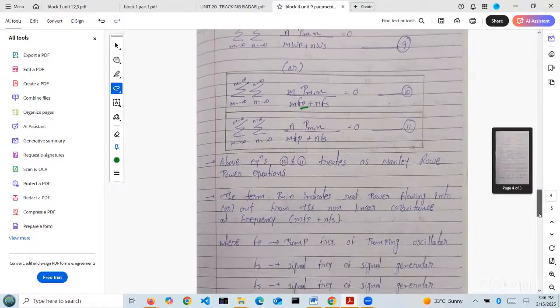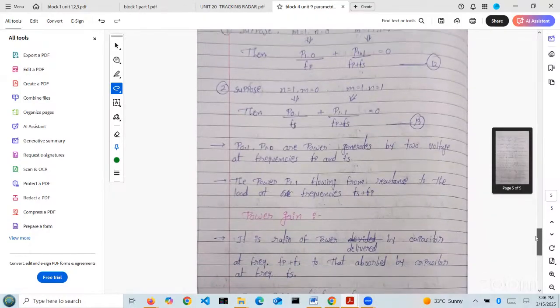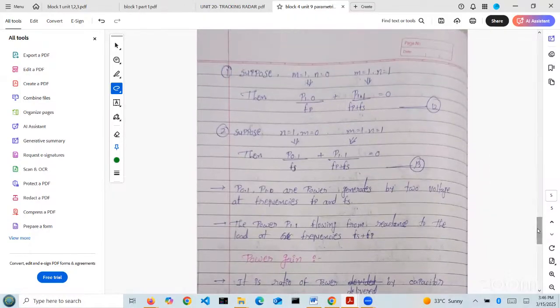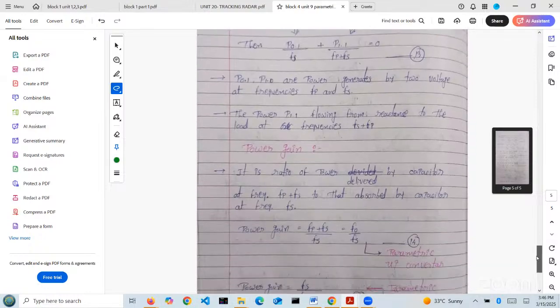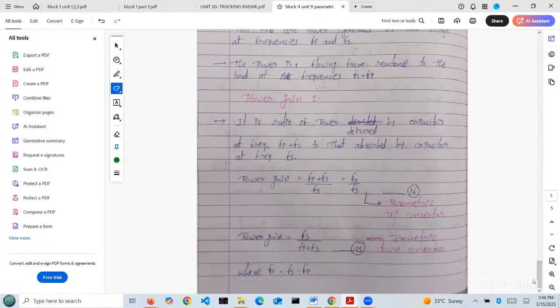After that, substitute the power gain formulas. For the equation, treat two cases: m equal to 1, n equal to 0, and n equal to 1, m equal to 0. After substituting, we will get equations 12 and 13. Afterwards, calculate the power gain for the up converter and down converter. This is about the Manley-Rowe power relation. Next, we have another one, the parametric amplifier.